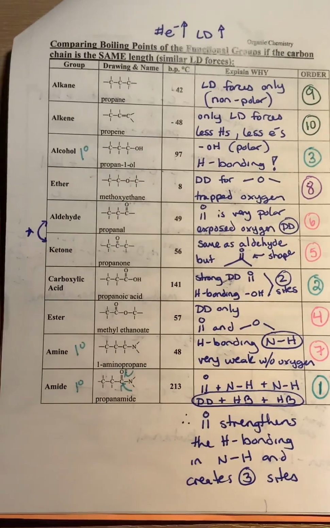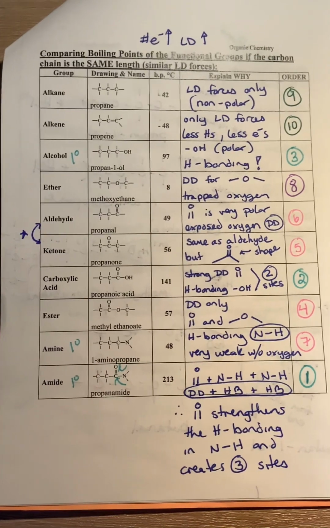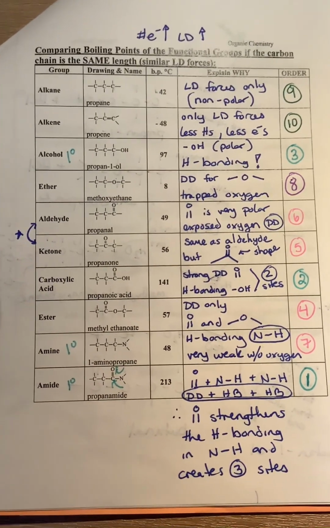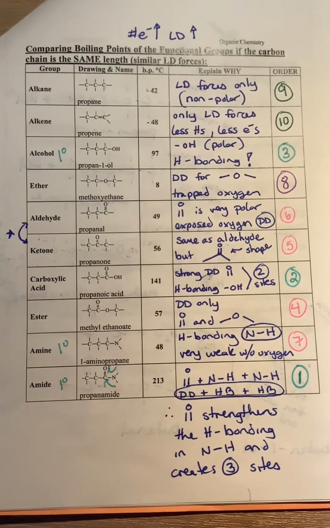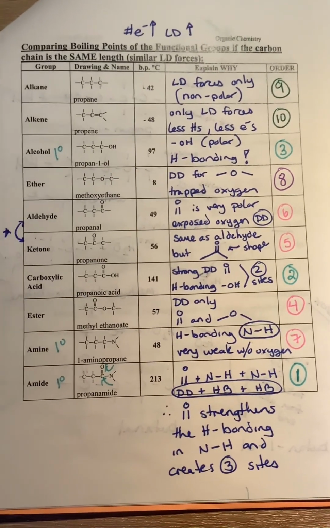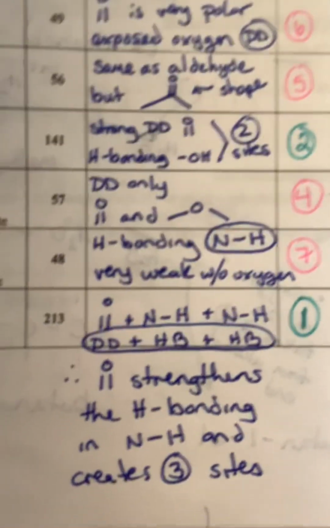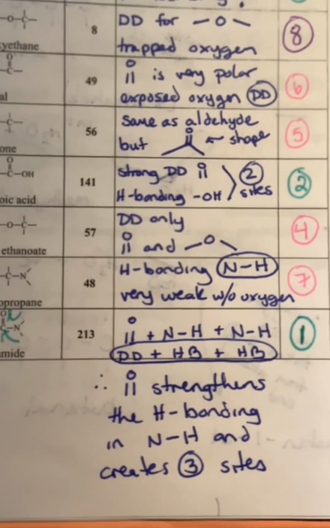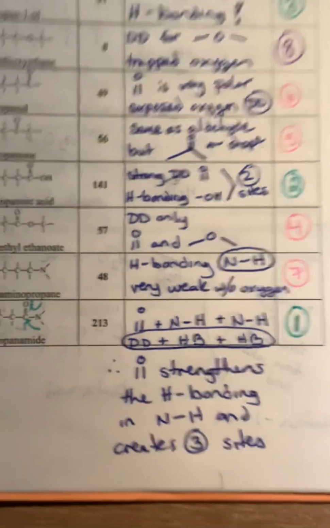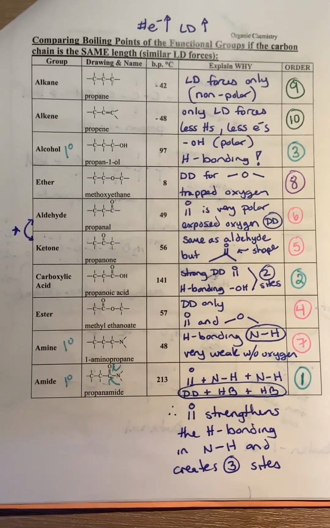But in first degree amide, once I add that double bonded oxygen, now I have a strong dipole-dipole site, very polar with the double bonded oxygen, which also makes the NH sites more polar. And so the double bonded oxygen actually strengthens the hydrogen bonding in the NH sites and creates 3 sites for dipole-dipole and hydrogen bonding.